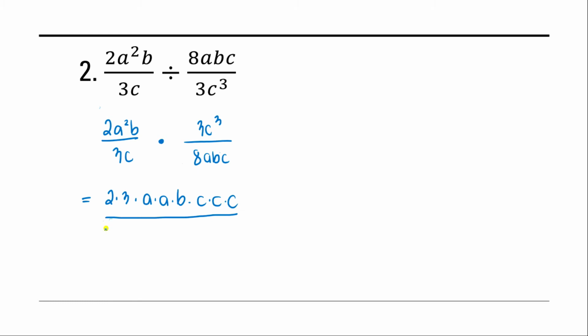8 can be expressed as 2 times 2 times 2. And then we have the 3. And then we have a times b times c from both sides. We can now cancel out the common terms. So we have 2, 3, a, b, and 2 pairs of c. We now have a times c for the numerator, and for the denominator, we have 2 times 2, so we have 4. AC over 4 is our answer.